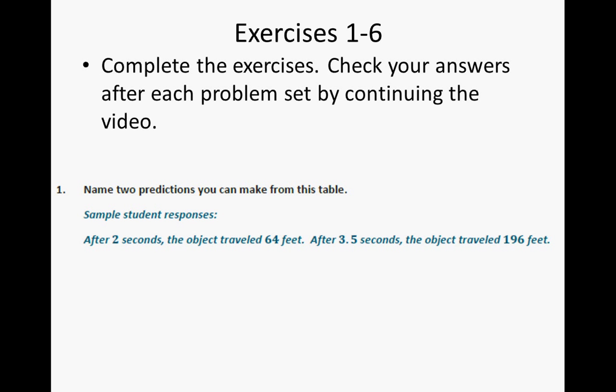It asks us to name 2 predictions that you can make from this table. Well, they only provide 2 responses here, but basically you could pick any 2 from the table. Number 2, name a prediction that will require more information. Well, you could have picked any number that was not in the table between 0 and 4 seconds. In this sample response, they picked 3 3/4 seconds, but you could pick anything.